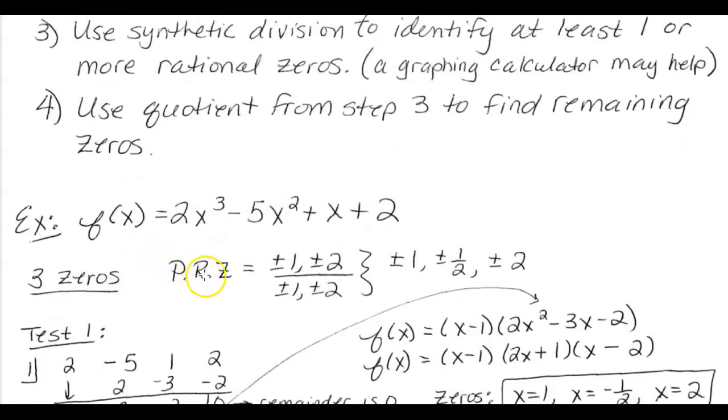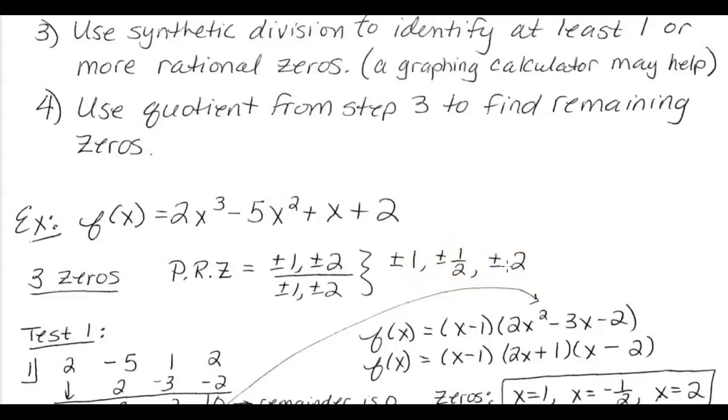My possible rational zero list, remember, factors of the constant, so factors of 2, plus or minus 1 and plus or minus 2, divided by factors of the leading coefficient, which is also 2, so plus or minus 1 and plus or minus 2 on the bottom. So 1 over 1 and 1 over 2, and then 2 over 1, and then 2 over 2 is 1 again. So plus or minus 1, 1/2, and 2.